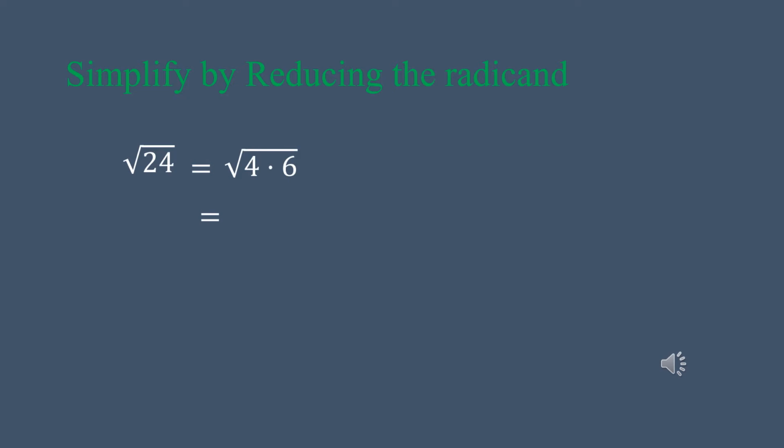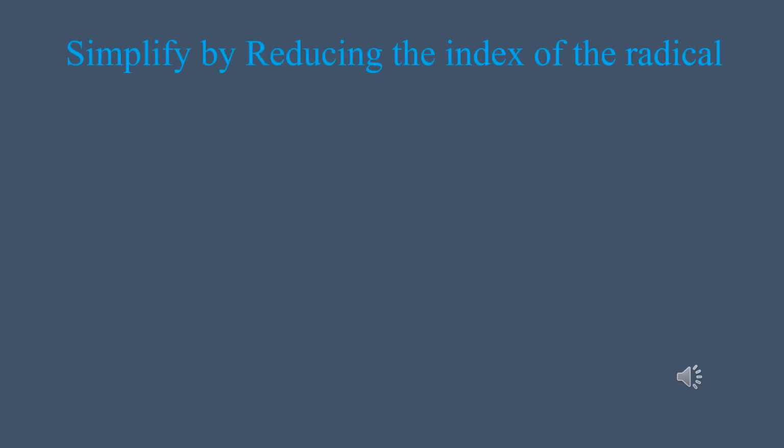You can also expand the expression into square root of 4 and square root of 6. Since 4 is a perfect square, the root is 2. While 6 has no root, it will remain inside the radical sign. So the simplified form of square root of 24 is 2 square root of 6.